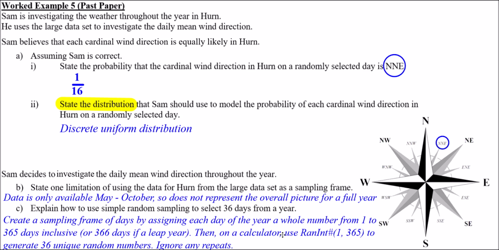Then on a calculator, we could use the random integer function and type in 1, 365, or indeed 1, 366, and that would then allow us to generate unique random numbers between 1 and 365 or 366. Each random number that's generated would then relate to whatever day has been assigned that particular number. And if any number is generated which has come up before, just ignore that repeat and go again. So that's one way you could describe part C. I think the easiest way now for getting random numbers is a scientific calculator.